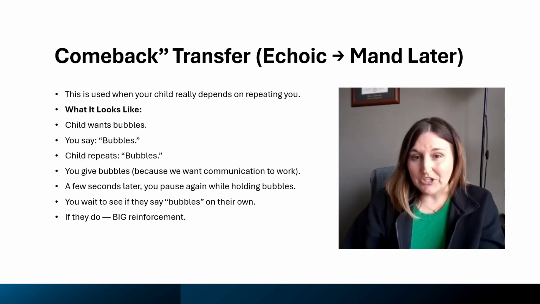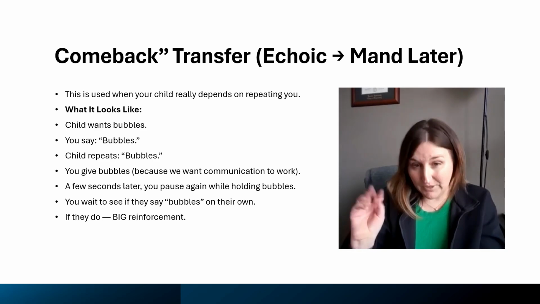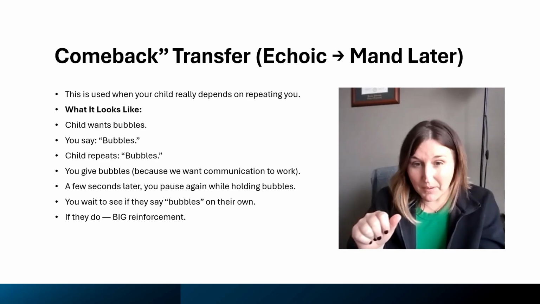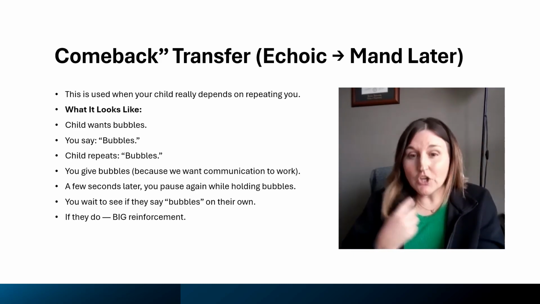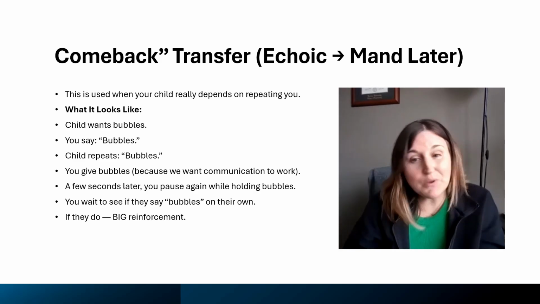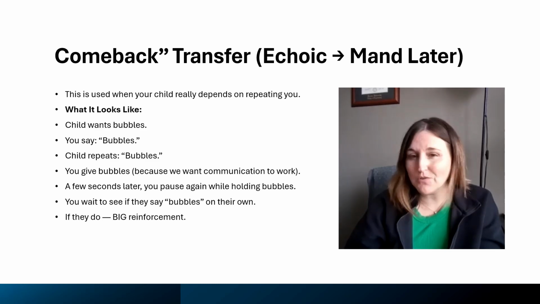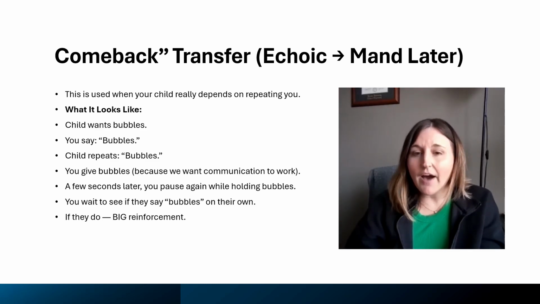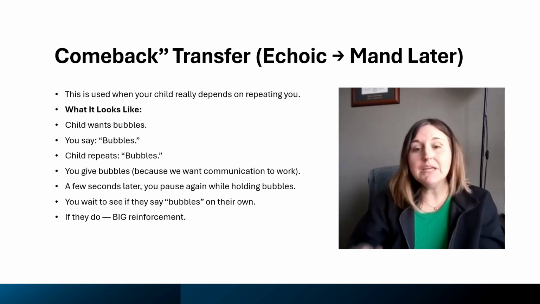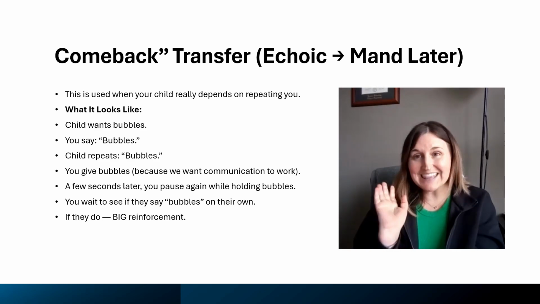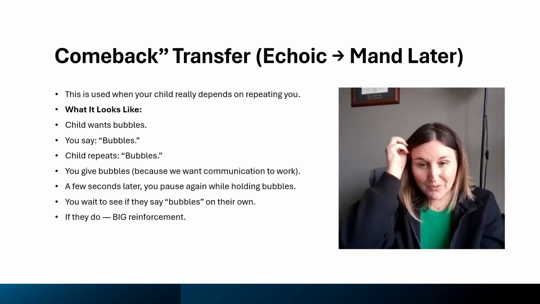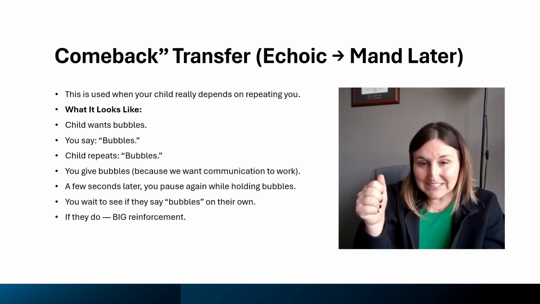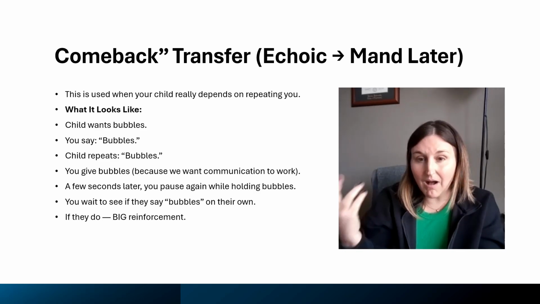Okay, so when your child really depends on repeating you, like the child wants bubbles, you say bubbles. Your child then repeats bubbles. You're going to give them the bubbles right away because we want communication to work for them, right? And show them they don't have to say it a ton of times. A few seconds later, and I mean you blow those bubbles even once or twice, and then you give them the opportunity again. You pause again while you're holding those bubbles. You're going to make it look so fun. And you wait to see if they say bubbles again on their own.